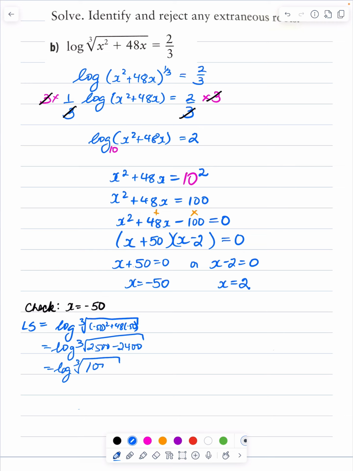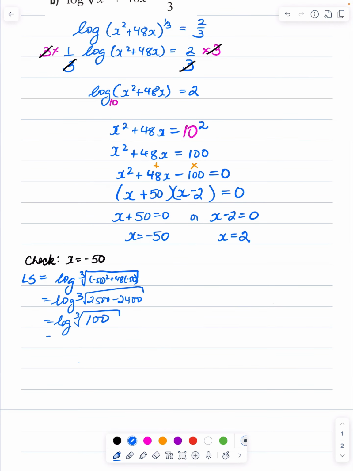Well, how do we evaluate that? Let's change that to be a power of 10. 10 squared is 100, and the cubed root goes on the bottom. Use the power law to bring down the 2/3. Oops, that should be a 3, not a 2. 2/3 times the log of 10. And remember that the log of 10 is equal to 1. So our final answer here is 2/3, which is equal to the right side. So check. I know that this one works. x equals negative 50 is one of the correct answers.